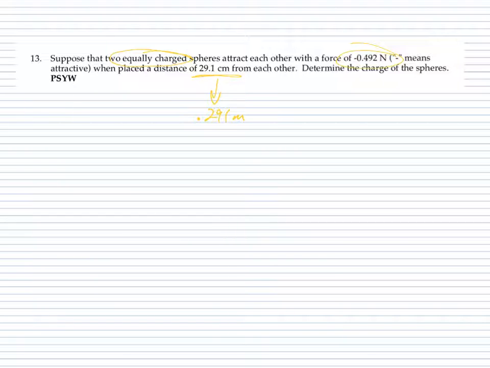Now here's the deal. If F, electric force, equals k Q1 Q2 over r squared, I can turn that into k, they're equally charged, so wouldn't this be Q squared over r squared? And I'll solve for Q. Q is the big unknown here.